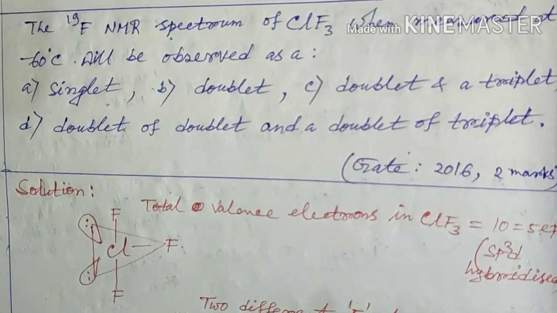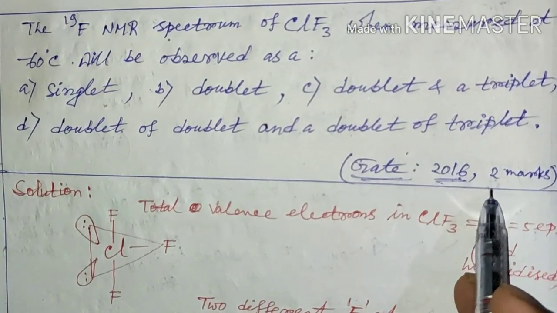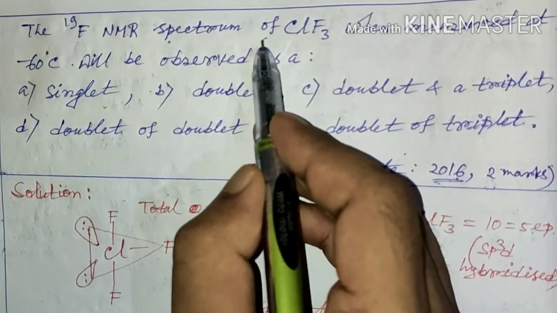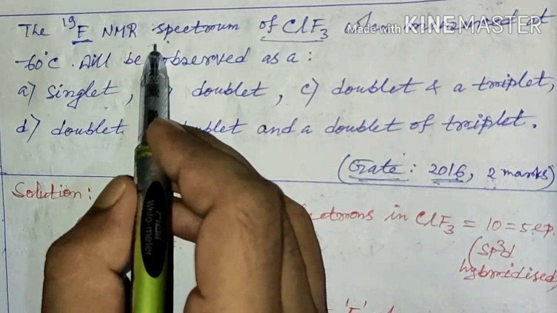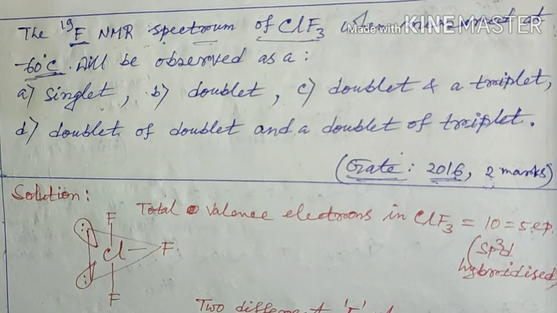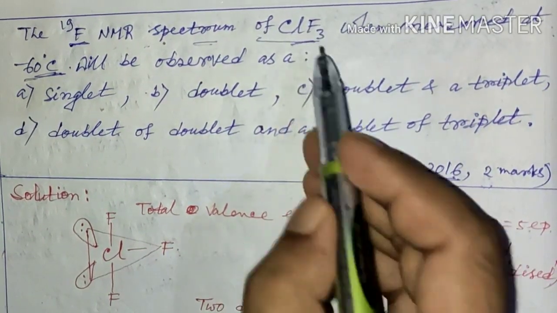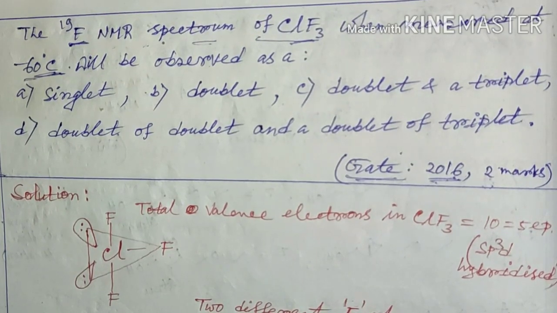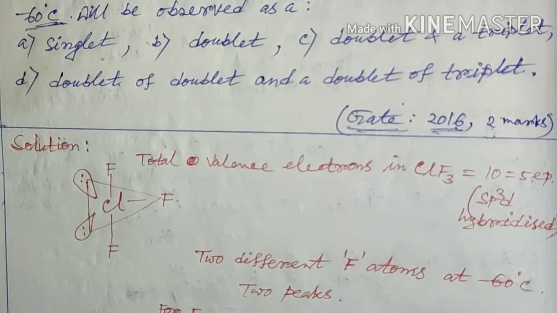Now here I am discussing one question from the GATE 2016 exam. It is asked for 2 marks and it is from fluorine NMR. For this complex we have to identify the F19 NMR spectrum at minus 60 degrees centigrade. Since the temperature is very low, at this temperature the compound will be fixed within a specific geometry and no bond rotation along the central atom will be possible.